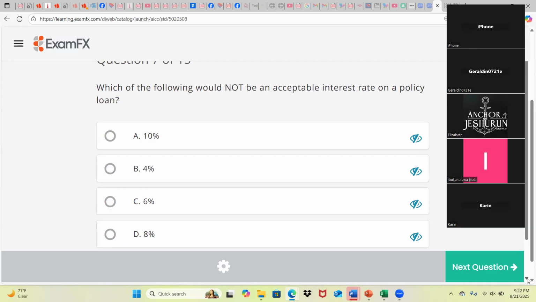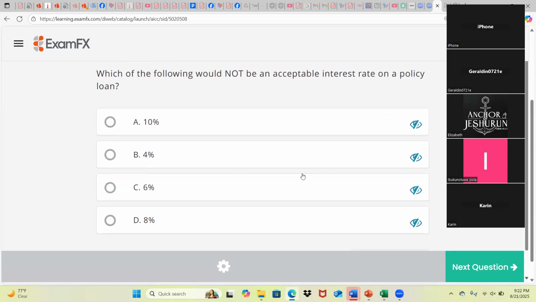So which of them would not be an acceptable percentage? 10%. Correct. And again, it's also good to remember that for most states, as it is in Missouri and in Washington state, the maximum they can charge you on a loan on a policy is 8%.